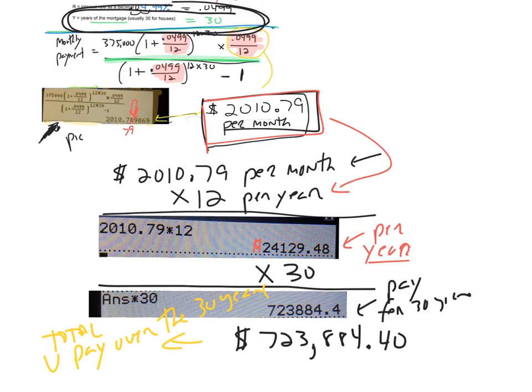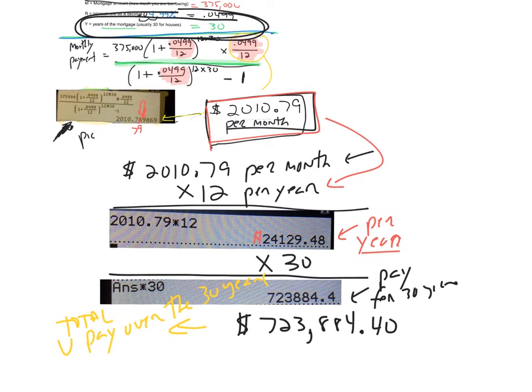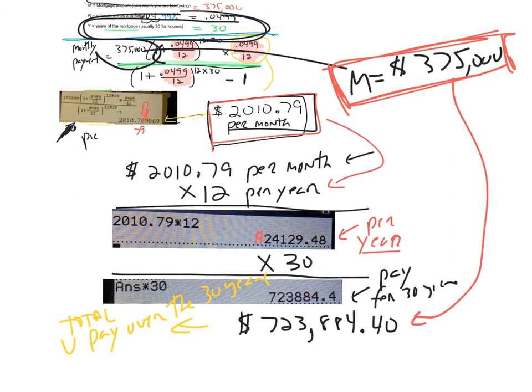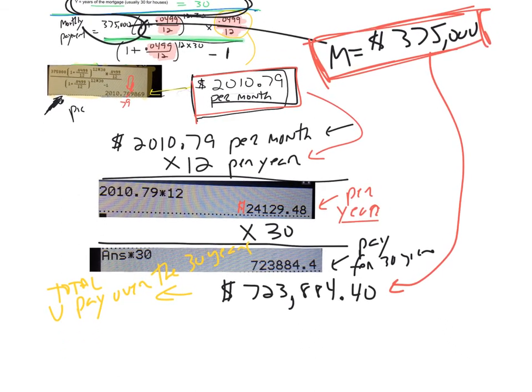Well, if you're borrowing $375,000, the M value in the mortgage formula was $375,000. So that's how much you're borrowing from the bank. You're getting a loan for this much, but you're paying the bank back $723,884.40. So the way you calculate the interest that you're going to pay is you subtract how much you borrowed.